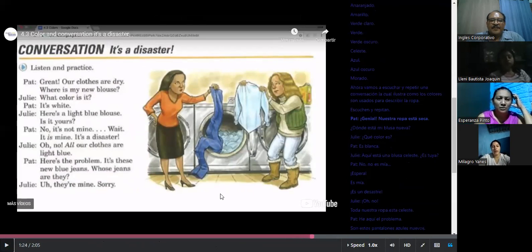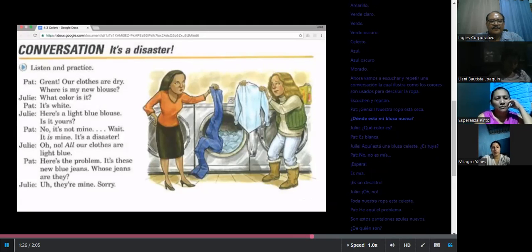Okay, y esta es una forma de practicarlo. Escuchan una oración y luego lo pausan. Great, our clothes are dry. Y lo repiten, right?